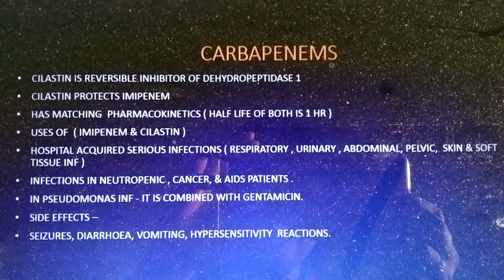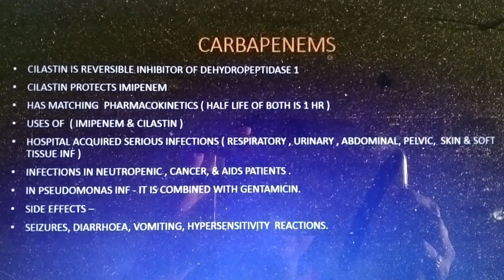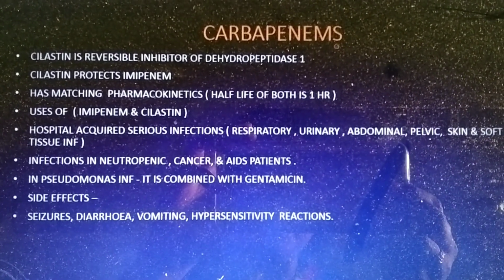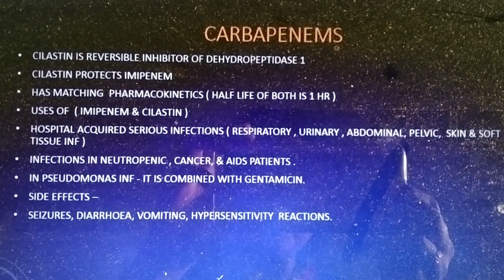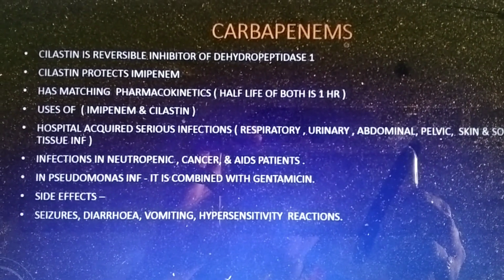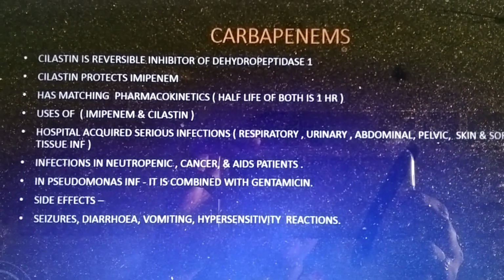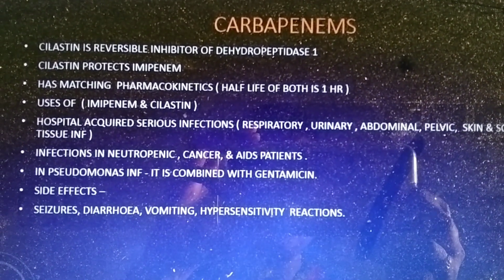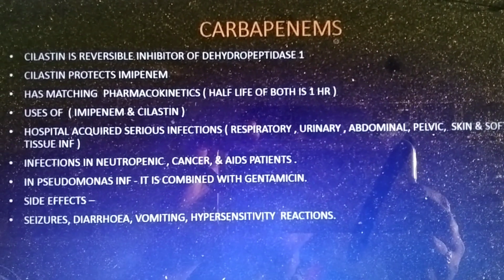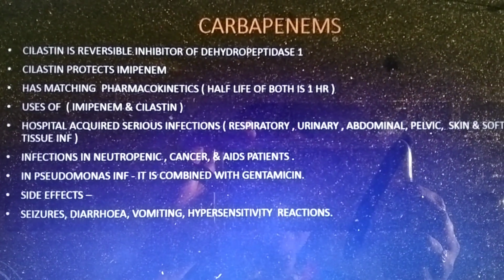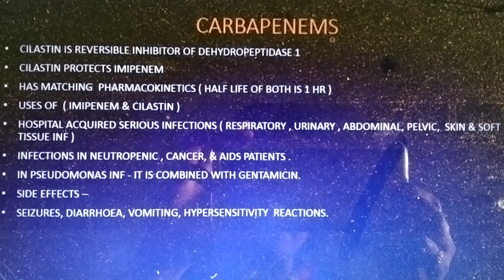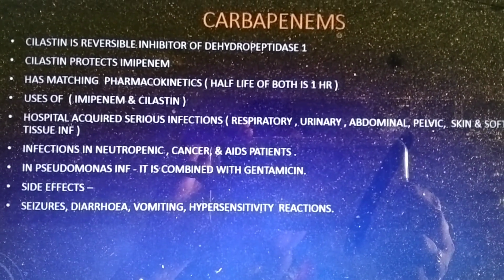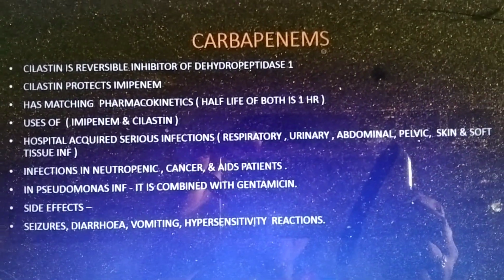Now cilastatin is a reversible inhibitor of dehydropeptidase 1. Cilastatin protects imipenem and inhibits its hydrolysis, because it inhibits the enzyme dehydropeptidase 1. The pharmacokinetics of both the drugs are matching. That means the half-life of both the drugs is the same, around 1 hour. So it is a rational combination. Imipenem and cilastatin are generally combined together and it is a rational combination.